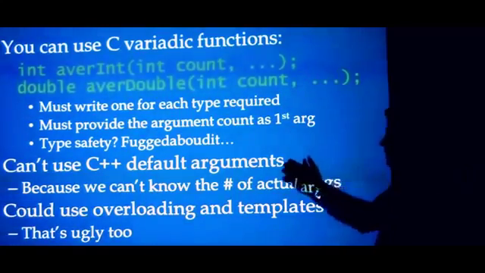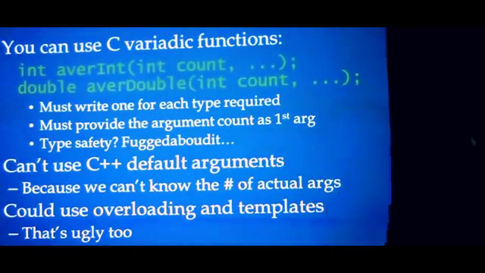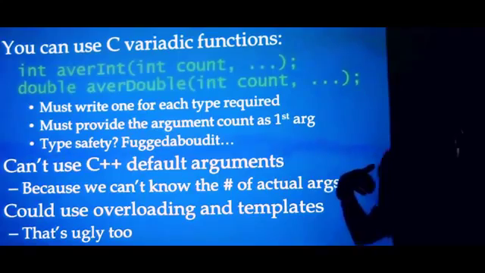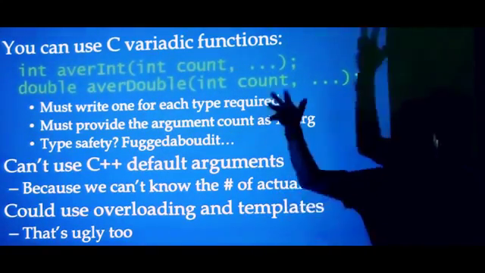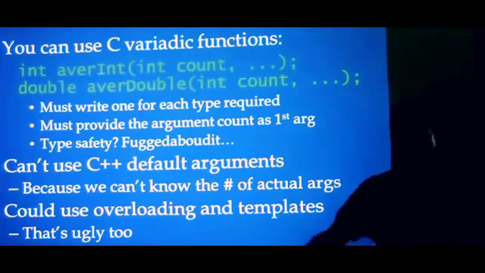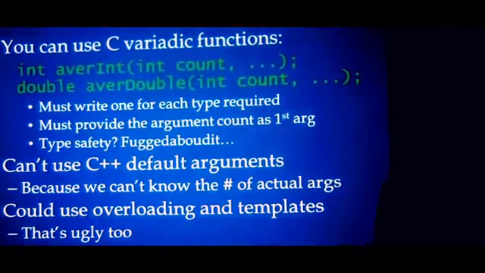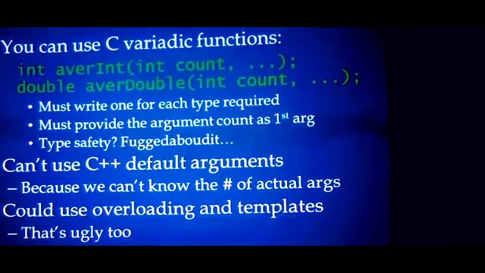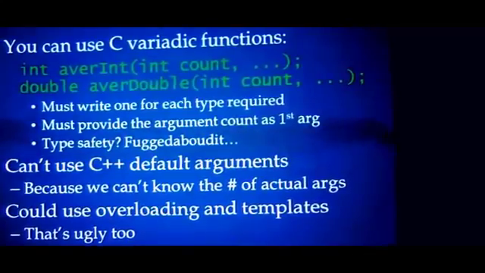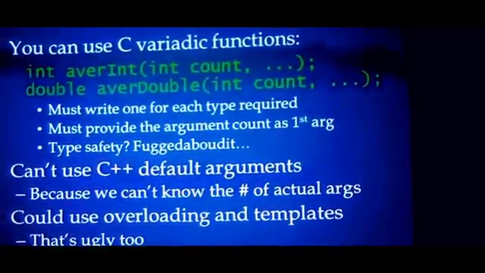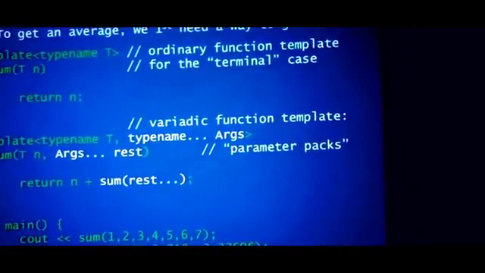We can't use default arguments in C++ because a function that accepts default arguments has no way of knowing when it receives control how many were actually passed. That information's not passed to the function. So it always acts as if all the things were passed, and you can't do an average that way. We could use overloading and templates and some combination and maybe achieve an approximation, but they're all ugly solutions.